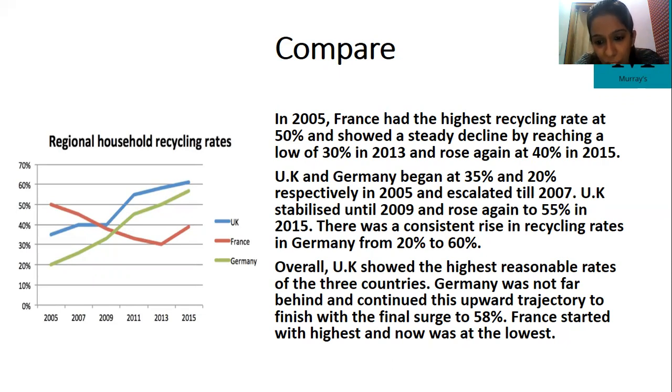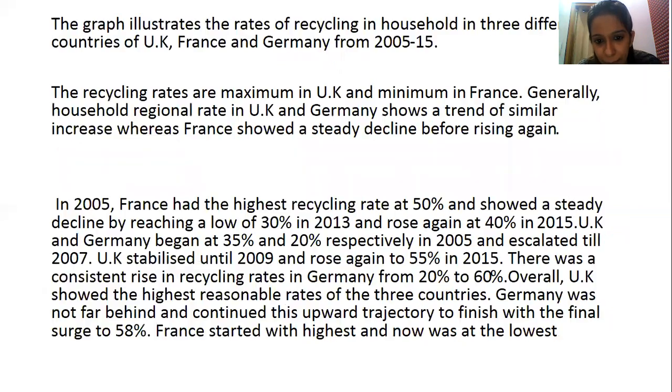What have you noticed? UK, that is the blue line, showed the highest rates among the 3 countries. Germany was not far behind and continued, that is the green line, this upward trajectory to finish with a final surge to approximately 58%. And France started with the highest and now it was at the lowest. Here, I think there was a small error. It's not reasonable rates, it's regional rates, right? All right, so I'll deal with the next slide here.